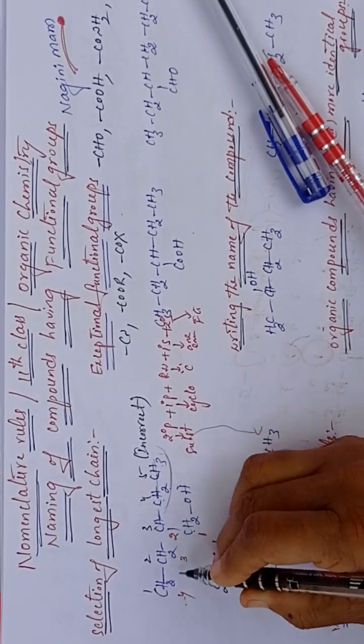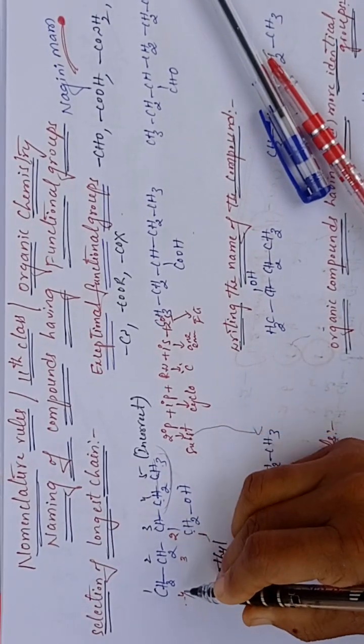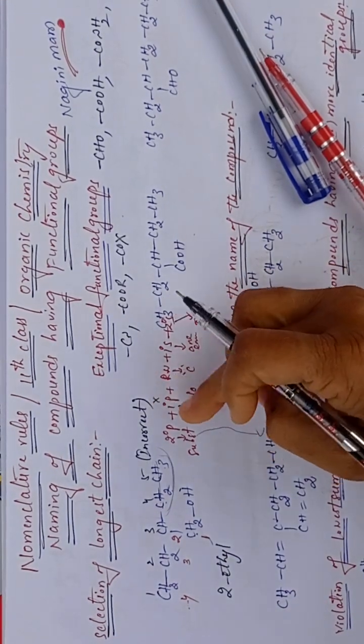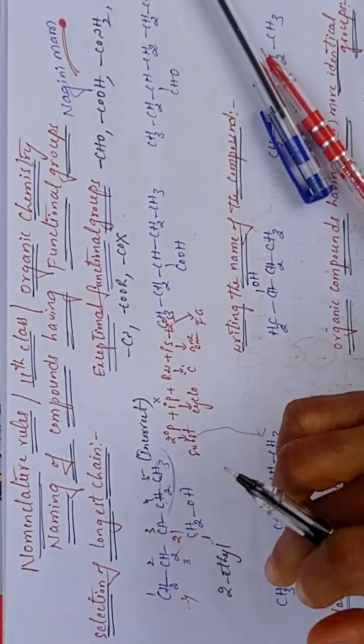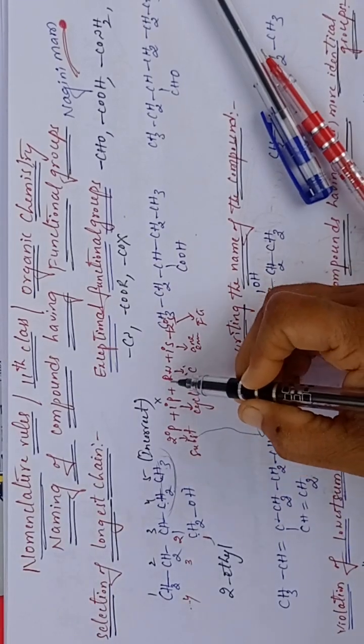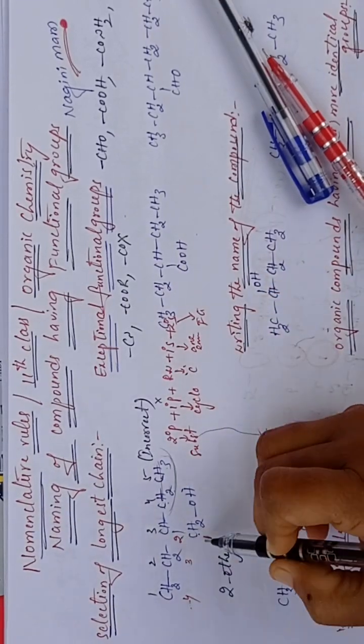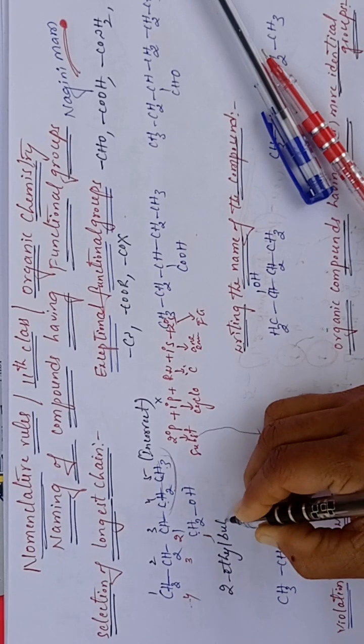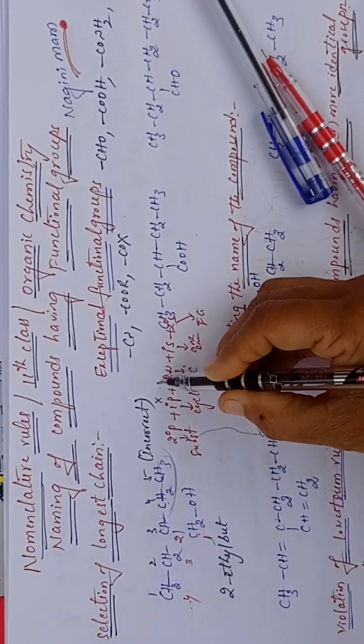How many carbon atoms are there in the parent chain? 1, 2, 3, 4, 4 carbon atoms are there. Here the primary prefix is absent. It is meant for closed structures. It is not a closed structure, it is an open chain compound. So it is absent. Root word. How many carbon atoms are there in the parent chain? 4 carbon atoms. 4 carbon atoms means what? What is the root word? But. Clear? But. Next one, primary suffix.